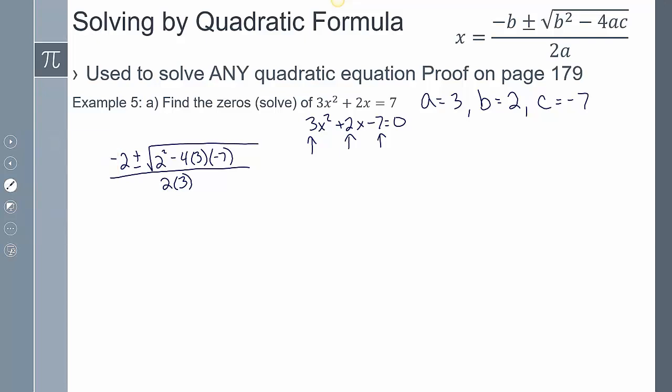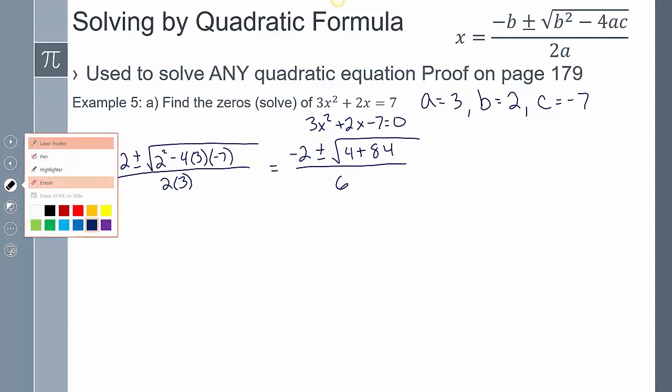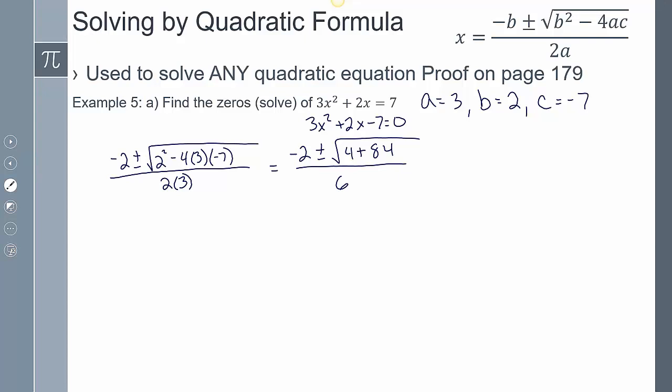So negative b, which is 2, plus or minus the square root of b squared, which was 2 squared, minus 4 times a, which is 3, times c, which is negative 7, over 2 times a. The rest is all simplifying. So to simplify this, I multiplied negative 4 times 3 times negative 7. That gave me the 84. Now I can add those together and I get square root of 88.